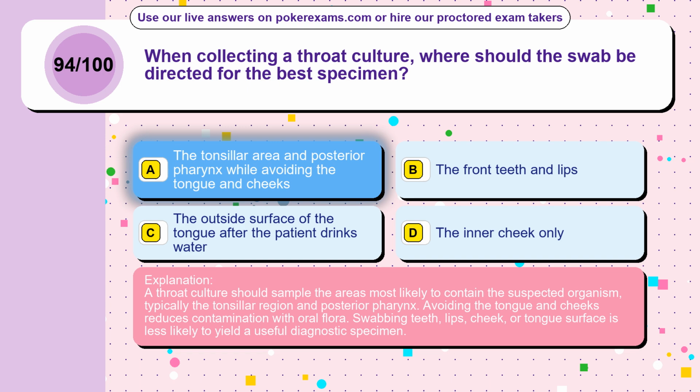A throat culture should sample the areas most likely to contain the suspected organism, typically the tonsillar region and posterior pharynx. Avoiding the tongue and cheeks reduces contamination with oral flora. Swabbing teeth, lips, cheek, or tongue surface is less likely to yield a useful diagnostic specimen.